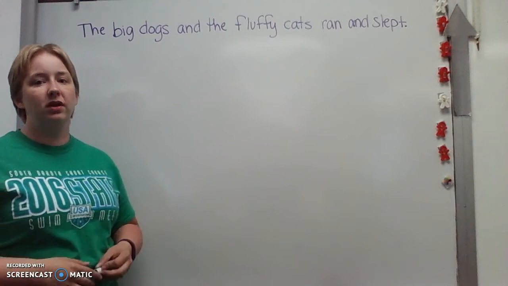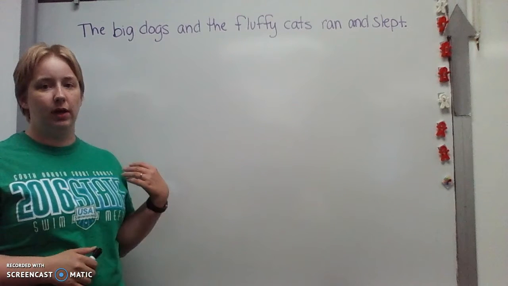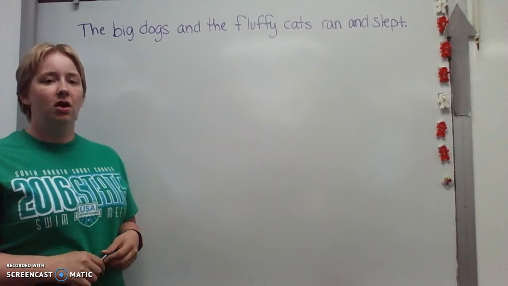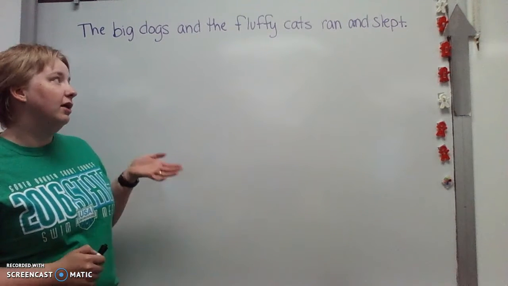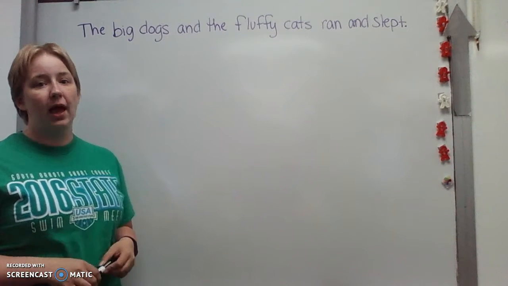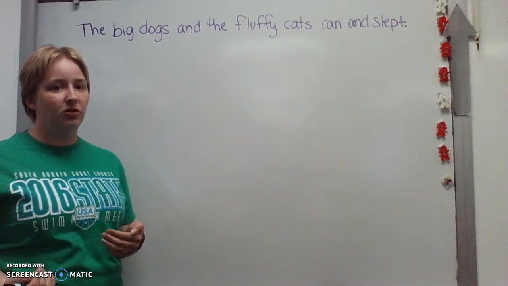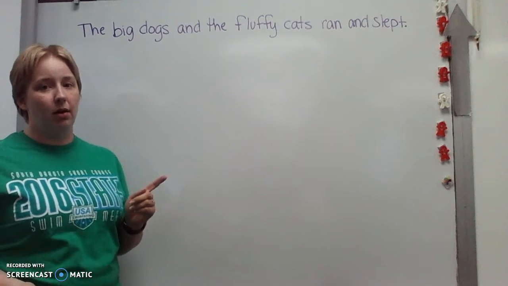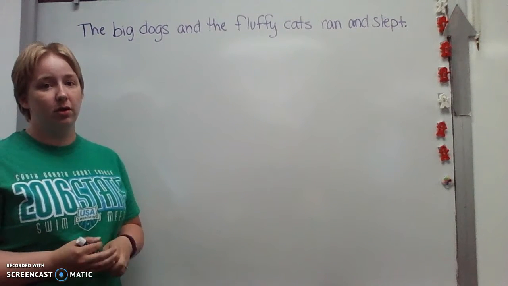Okay, so we're going to take all the basics we've learned so far, combine them together and create a larger sentence diagram. This time we have the sentence, the big dogs and the fluffy cats ran and slept. We have a compound subject, and we also have a compound predicate. So instead of just one compound part, we actually have two. But it doesn't really change anything about our sentence diagram.